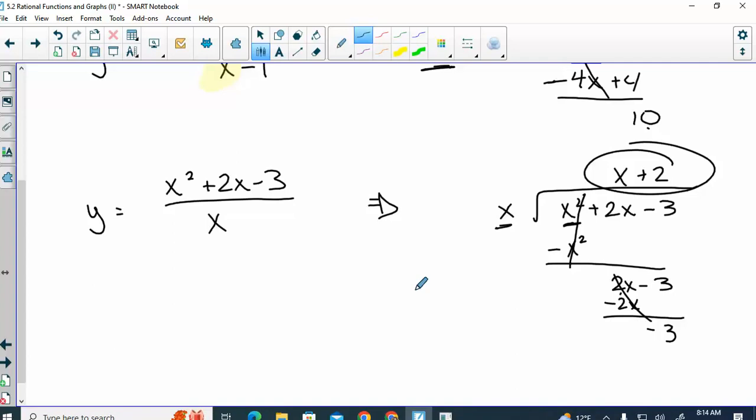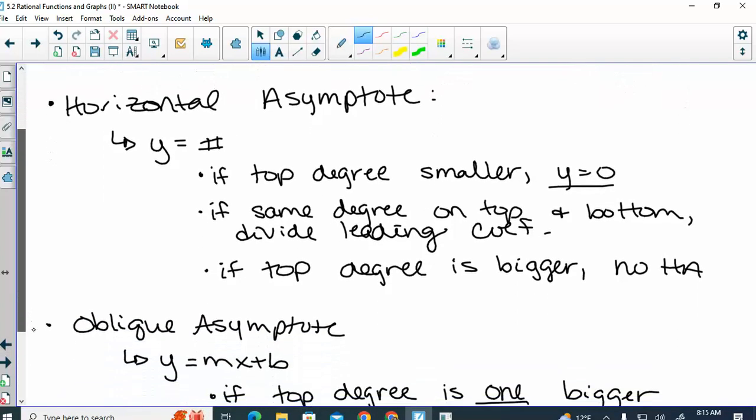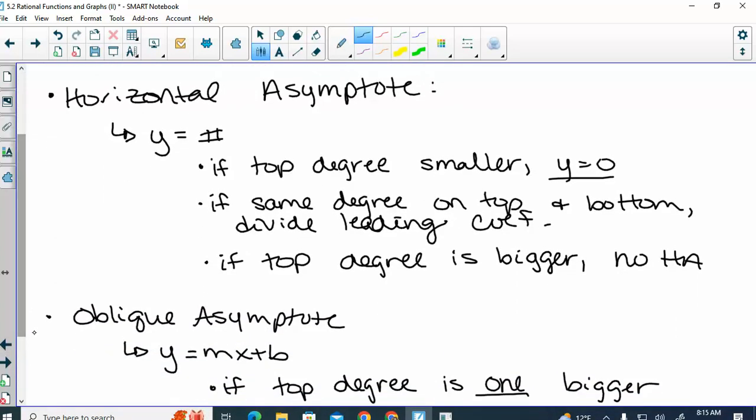Can it have both a horizontal and an oblique? How? When do you get oblique? Not a horizontal and oblique, but horizontal and vertical. We can have a horizontal and vertical, but horizontal happens if the top degree is smaller or the same. Oblique happens if the top degree is one bigger. Can it be bigger and smaller at the same time? No, so it'll be either horizontal or oblique. Okay. So what we're going to do for the rest of the day today is just practice finding asymptotes.